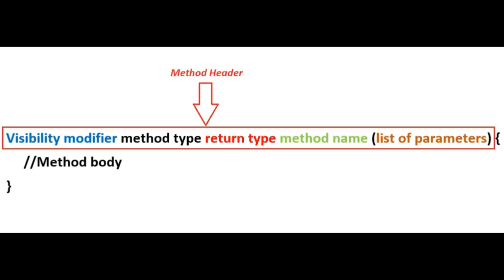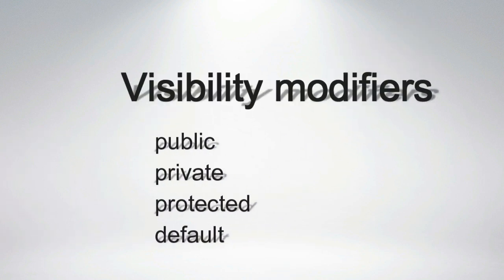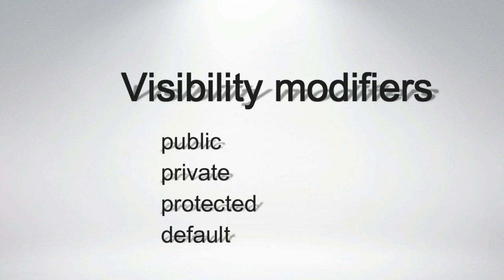A method has two parts, a method header and method body. In the method header, we define the visibility modifier, return type, name of the method, and parameters of the method. The visibility modifier specifies the visibility of a method. We have different types of visibility modifiers like public, private, protected, and default.